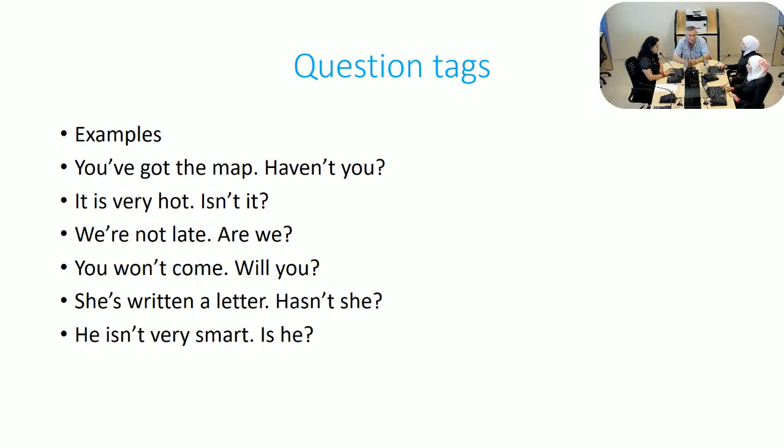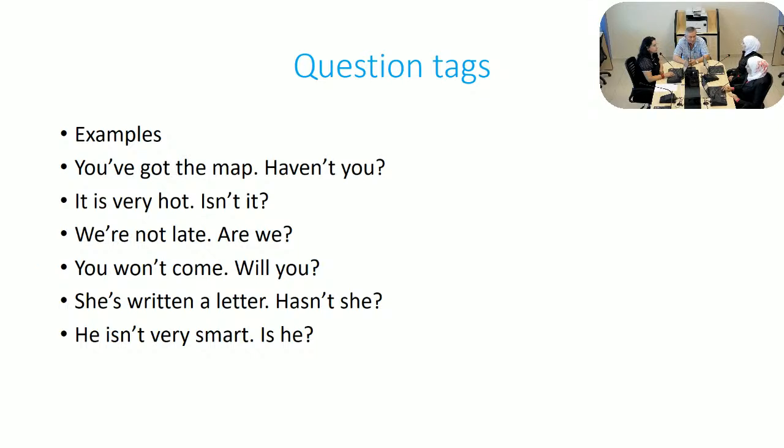Examples. Anyone wants to read the examples for the question tags first? Yes. You've got the map, haven't you? It's very hot, isn't it? Here we have it is. And I think that Myrna, when she asked before, here we have 's, she needs to look after it. When 's is contracted, if we have a past participle verb, then it is has, not is. But here we don't have a past participle verb, so it means is. So it is very hot, isn't it?